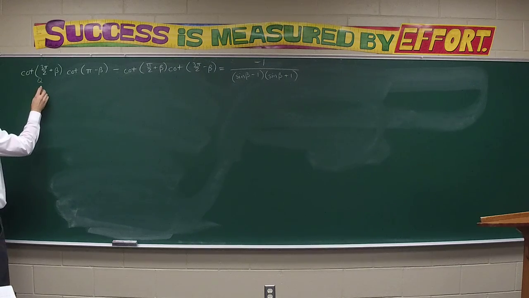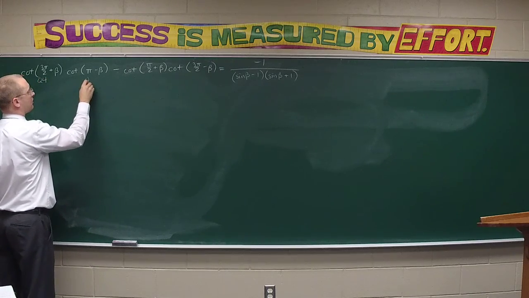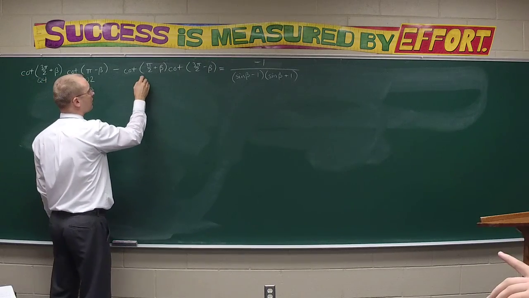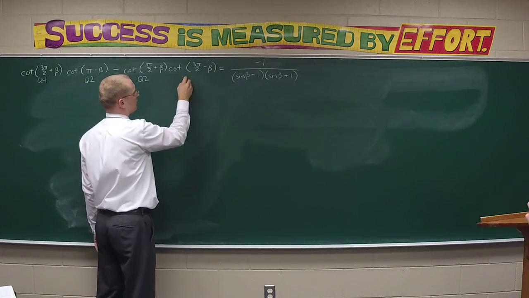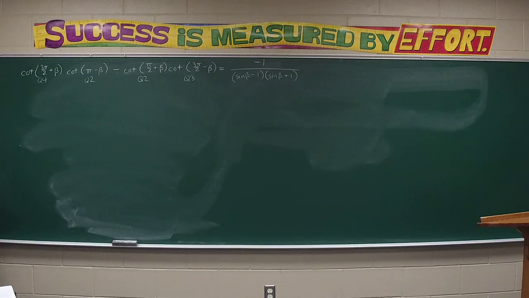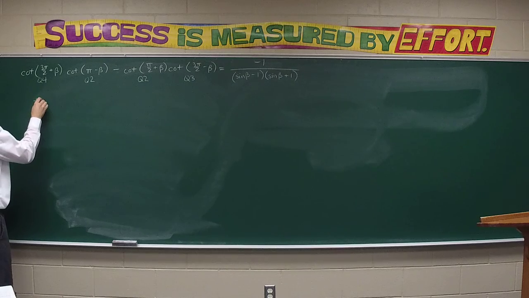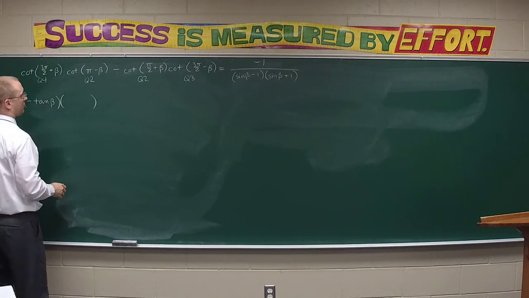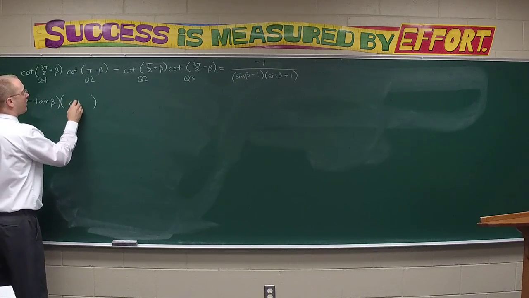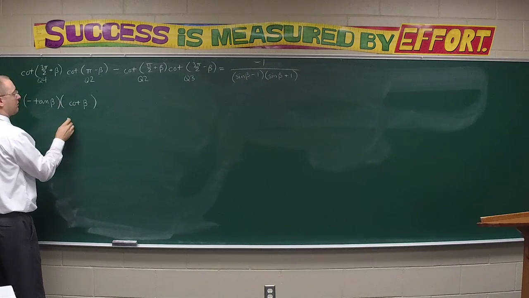Quadrant in the first one. You're adding something at quadrant 4. Second one, that would be quadrant 2, then 3. Same function or cofunction? Cofunction. So tangent of beta, and it's negative. What about the next one? Same function. So cotangent of beta, and it's negative.